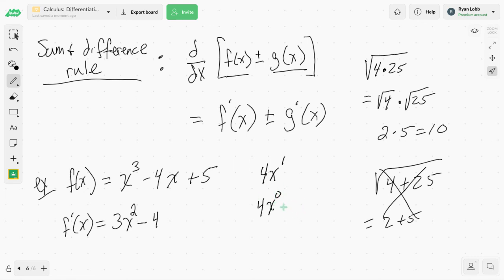That's 4. And then here, careful. What's the derivative of 5, a constant? 0. In which case, I'm done. f prime of x is 3x squared minus 4. Okay? So that's all there is to using this sum and difference rule. This is just telling you that you're allowed to take the derivatives of the terms separately and then add or subtract the results.